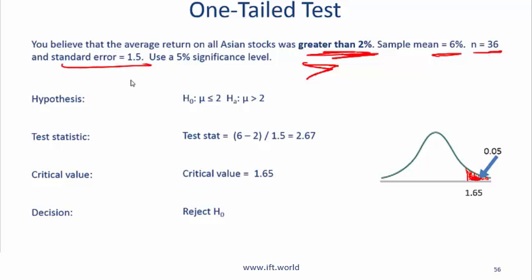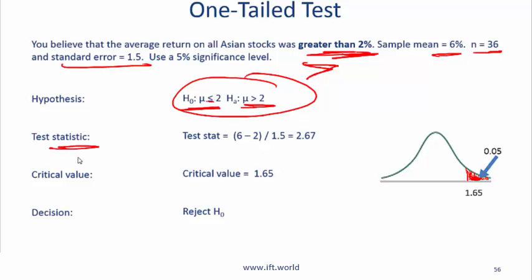Here now the standard error is given. So this is the hypothesis. Notice null is what you would like to reject, and it has the equal to sign. Alternate is that the mean is greater than 2. How do you come up with a test stat? It is the sample mean, again, X bar minus the hypothesized value over the standard error. X bar is 6, the hypothesized value is now 2, it's not 0, divided by the standard error which is given. So here you don't need to do any further calculation, so you have 2.67.